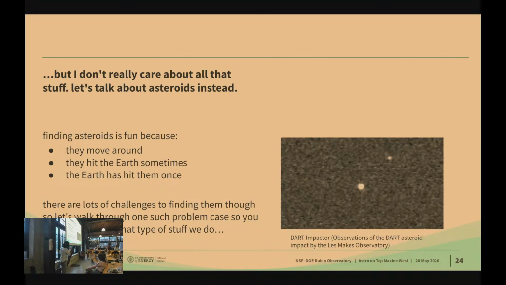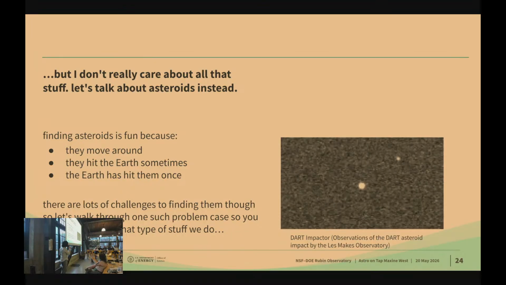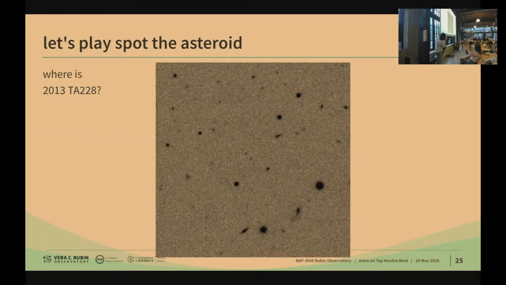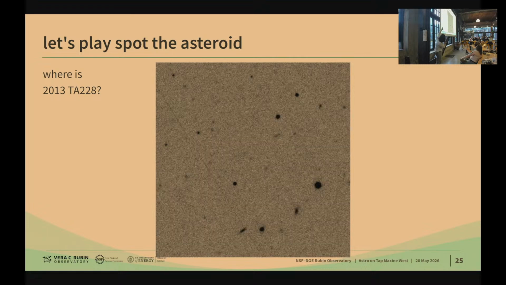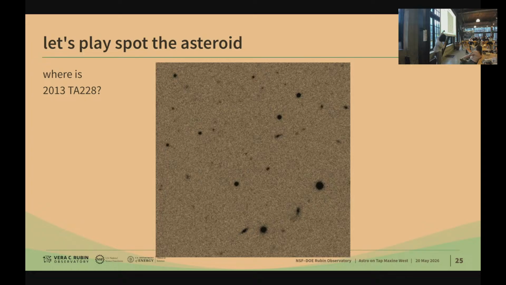I'd like to talk a little bit about the KBMod project and finding very dim objects, but first I'd like to play a little game, which is find the asteroid. If you can find it, somewhere in this image is the asteroid 2013 2A228, which I think is a beautiful name for a girl.